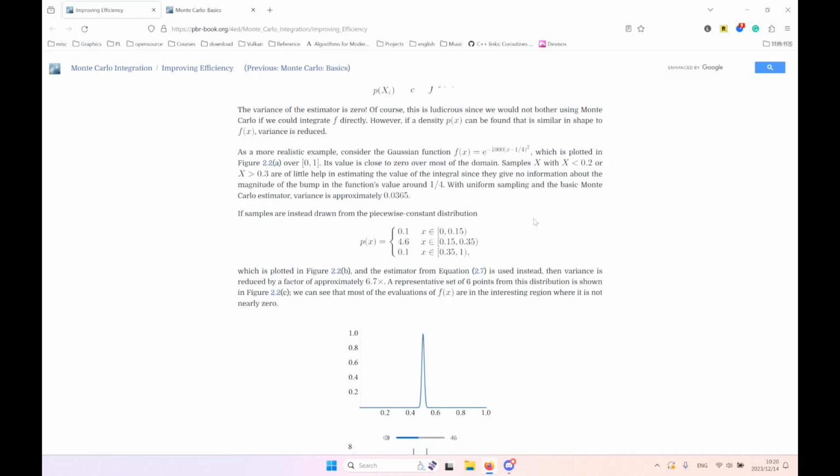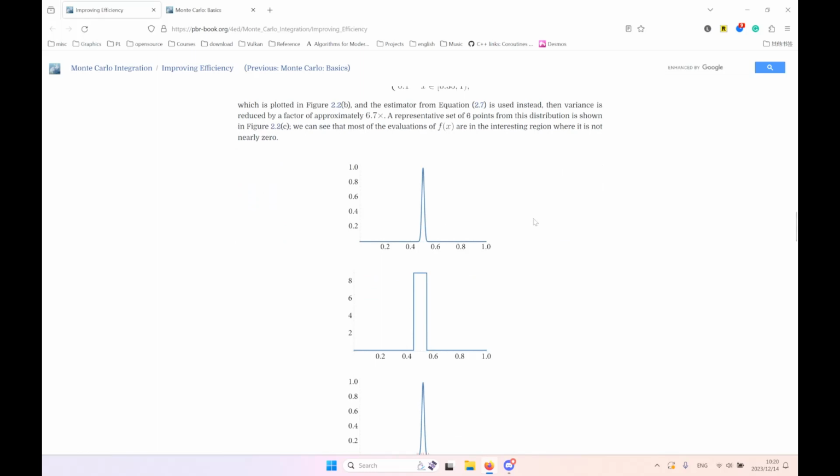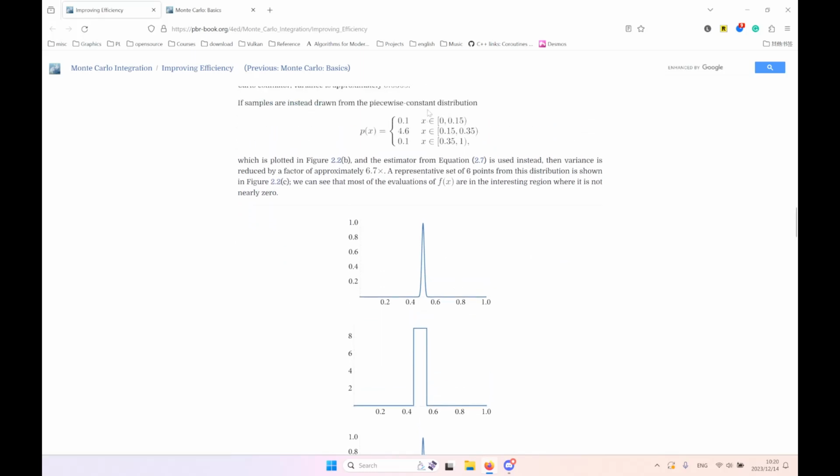Wait, is this right? Because it says it's plotted in figure 2.2b, but I feel like that does not match. They look very different. Am I wrong? This is 4.6, and it goes up to over 8 something. And the range is in the wrong spot too, because it's after 0.4, but the piecewise doesn't even include 0.4. Yeah, that's what I was confused about.